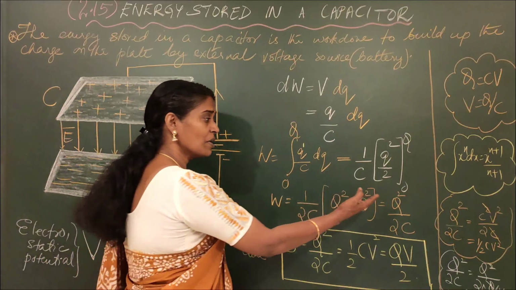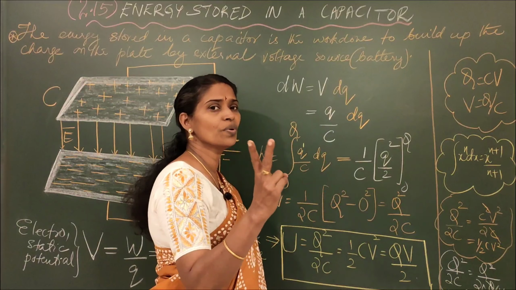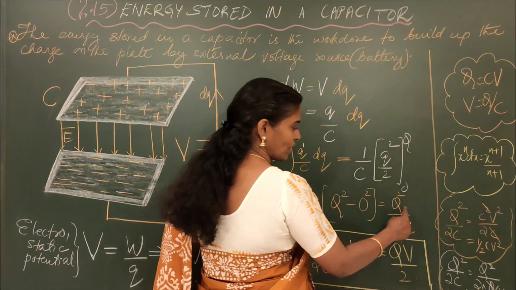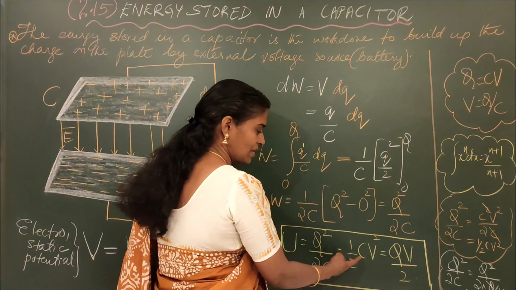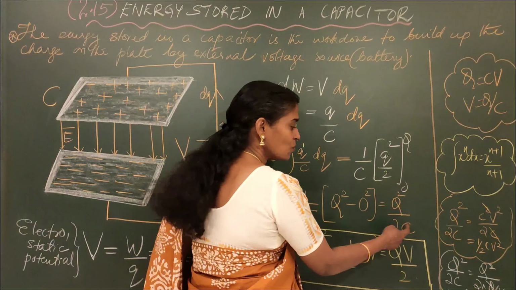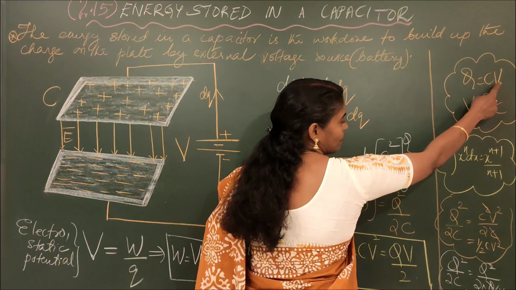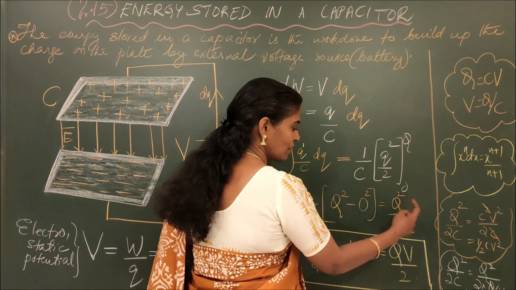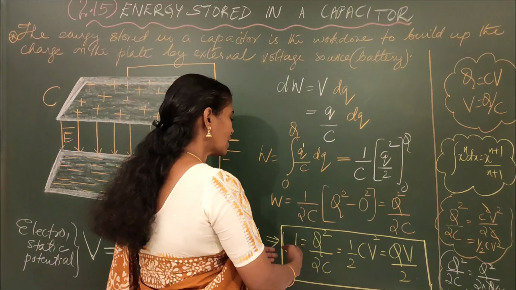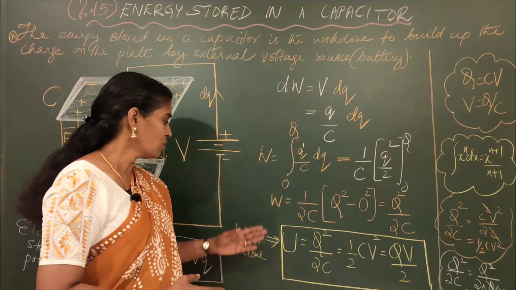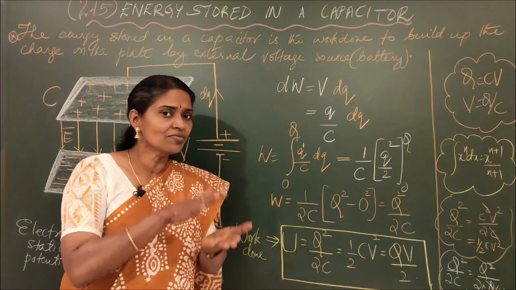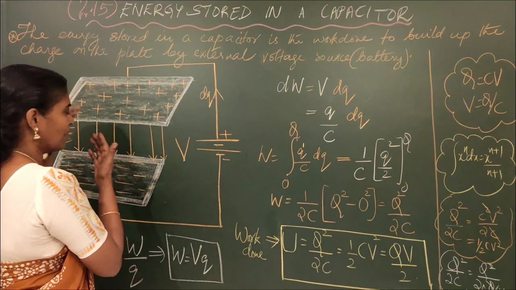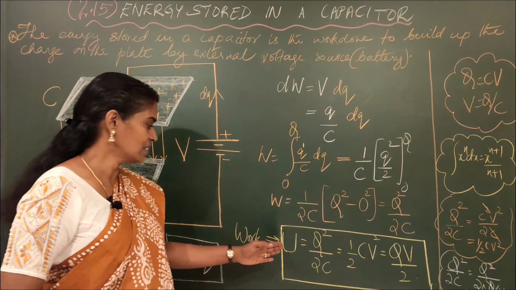Now you can write the same equation in three different manners, taking two variables at a time. So if you want to put Q as CV, you can put it here, Q square becomes C square V square. So one C cancels, the remaining is half CV square. Again, if you want to substitute for C as Q by V, one Q and one Q cancels, V going up, you will get QV by 2. So these are the three possible equations for work done, and this work done is stored as electrostatic potential energy within the plates. Therefore, this work done is defined as U.